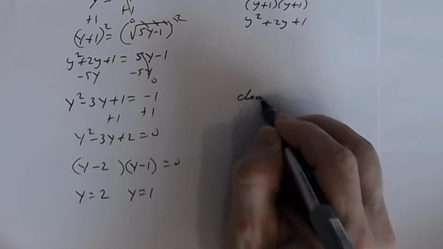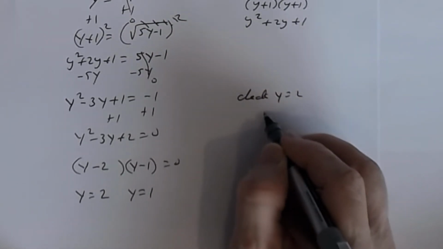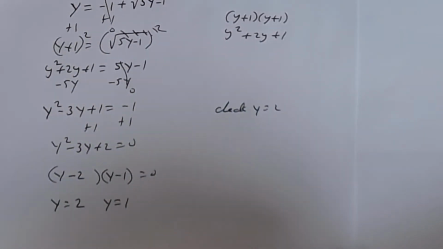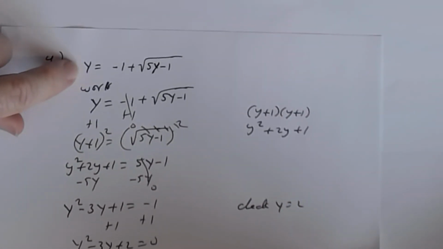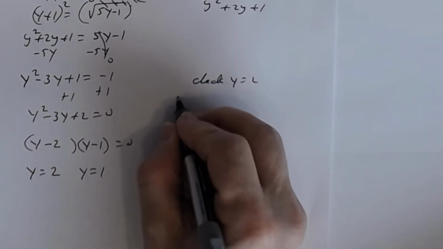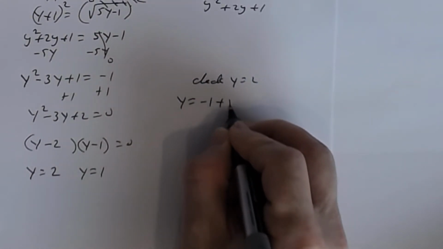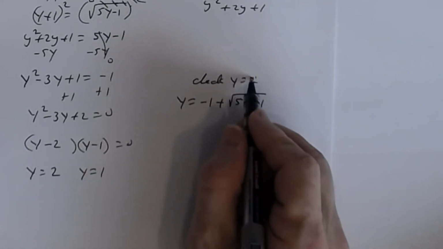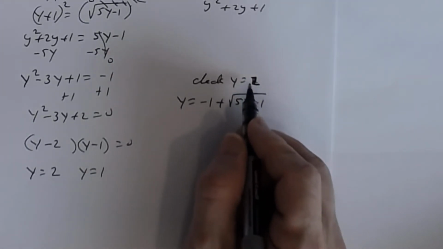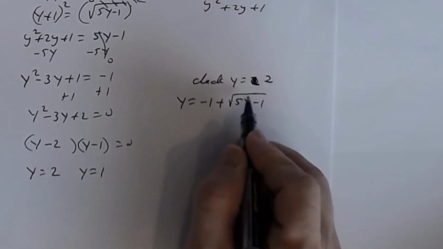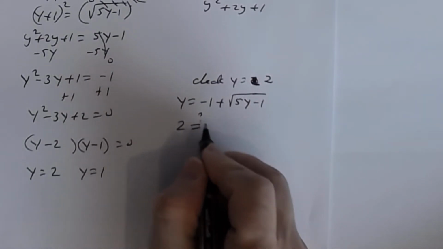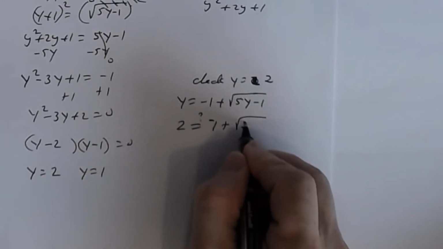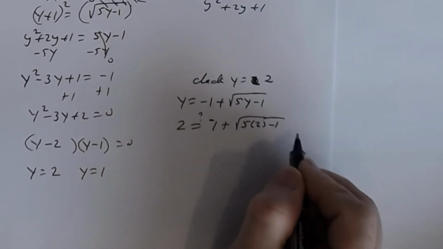So let's go ahead and check y equals 2. You go back to the original problem. The original was this right here. Let me rewrite it: y equals negative 1 plus the square root of 5y minus 1. Wherever we see the variable y, you're going to substitute 2. So I get 2, I want to see that equal negative 1 plus the square root of 5 times 2 minus 1.